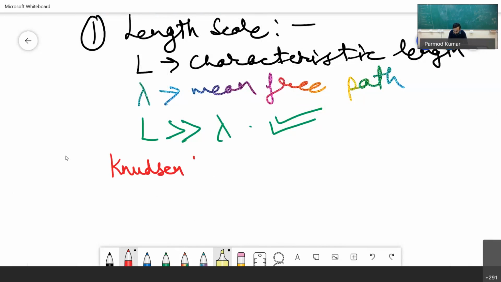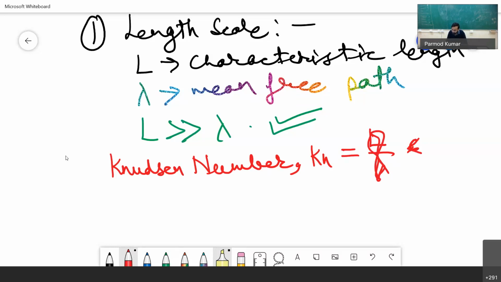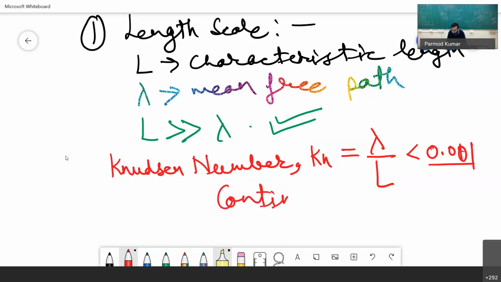This criterion of length scale is characterized with the help of one non-dimensional number, which is referred to as the Knudsen number. It is given by the symbol Kn. It is equal to L by lambda. Sorry, I have written it wrongly. The Knudsen number is represented as lambda by L. If the value of this lambda by L is less than 0.001, under this assumption we can consider that our medium is continuous. That is the quantification of when we can consider that our medium is behaving like a continuous medium.